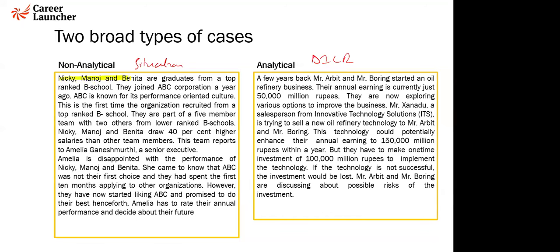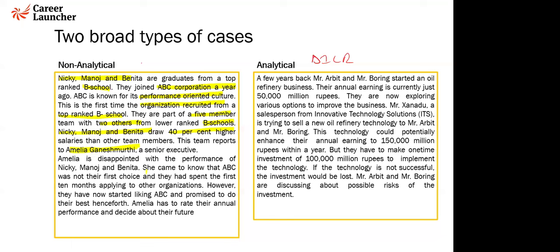Nikki, Manoj, and Benita are graduates from a top rank B school. They joined ABC Corporation a year ago. ABC is known for its performance-oriented culture. This is the first time the organization recruited from a top rank B school. They are part of a 5-member team with 2 others from lower rank B schools. Nikki, Manoj, and Benita draw 40% higher salaries than the other team members. This team reports to Amelia Ganeshmurthy, a senior executive.